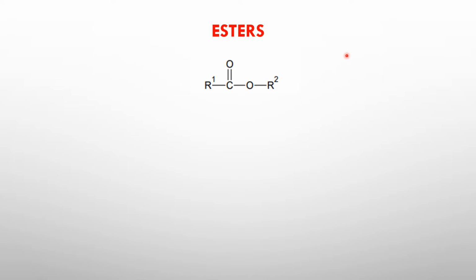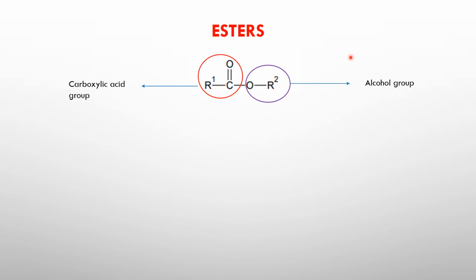So when we are drawing an ester, we are drawing the acid group first, and then we are putting the group of the alcohol. If you look at this example here, you can see this is an alkyl group and this is another alkyl group, and in the middle we have the C double bond O and single bond O.